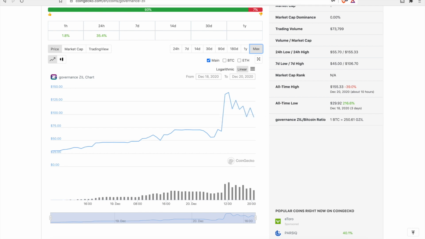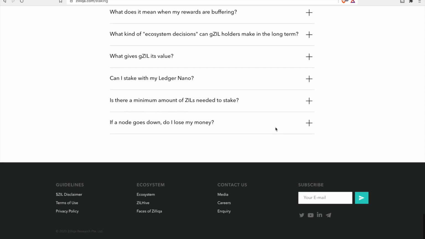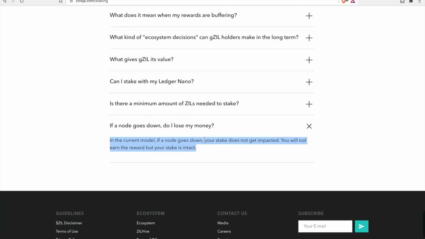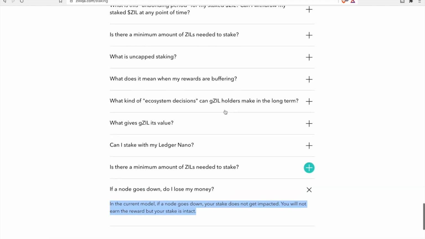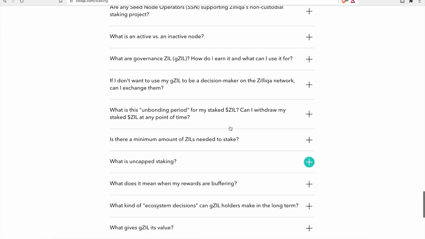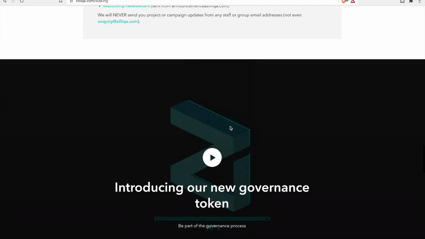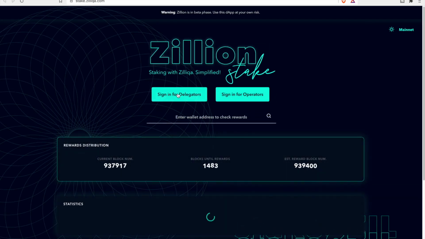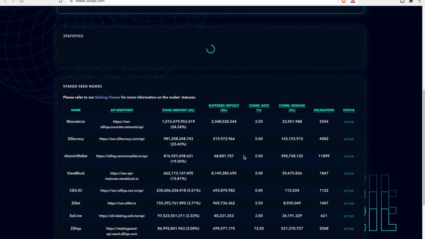Poor guys. Anyways, so yeah, if your node goes down, your stake does not get impacted. You will not earn a reward, but your stake's intact. So keep that in mind. Make sure you stake with good actors or people who are gonna pay right, and you can see where they are. So, where is it? Stake now. So you hit stake now, and you can literally just choose anyone you want.